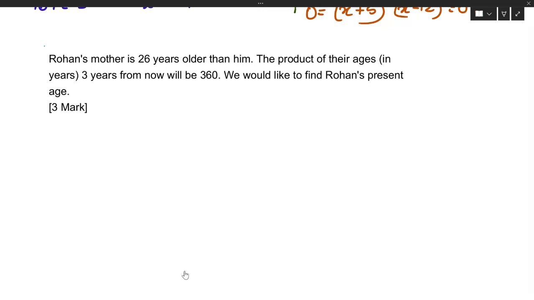Rohan's mother is 26 years older than him. The product of their ages 3 years from now will be 360. We would like to find Rohan's present age.